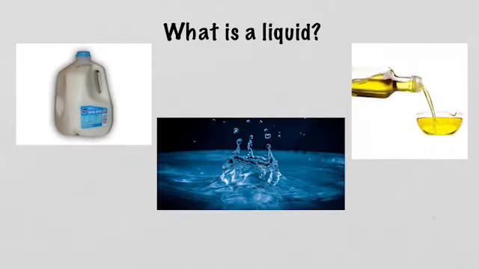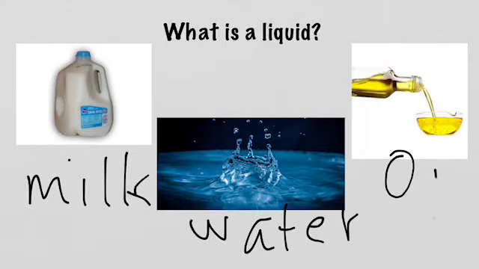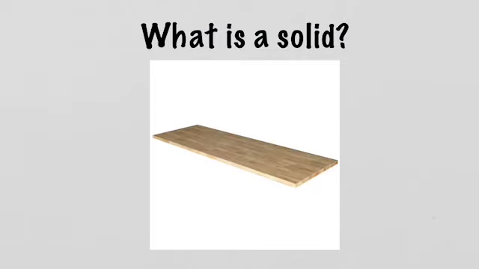What is a liquid? Liquid is one of the first states of matter that we're going to go over today. We've already decided that milk is liquid. What else can we consider to be a liquid? Water is also a liquid, and so is oil. Some of the characteristics of a liquid are it's not rigid, there's no fixed shape, and no fixed volume.